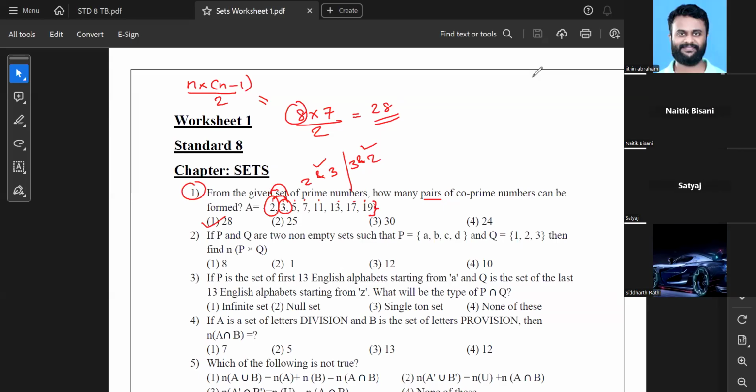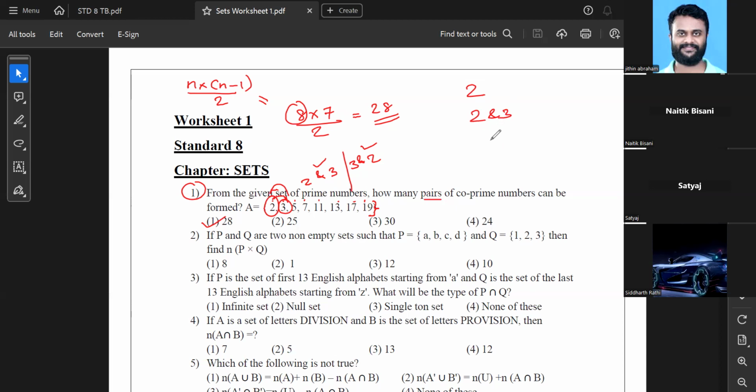Okay. So what is the difference between co-prime numbers and normal prime numbers? Prime number is a single number. For example, 2 is a prime number. But 2 and 3, a combination of them, is called co-prime numbers. So co-prime needs two numbers, prime needs only one. You got my point? Okay, sir, got it.